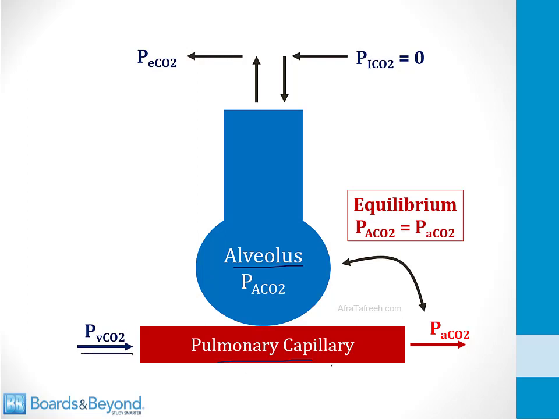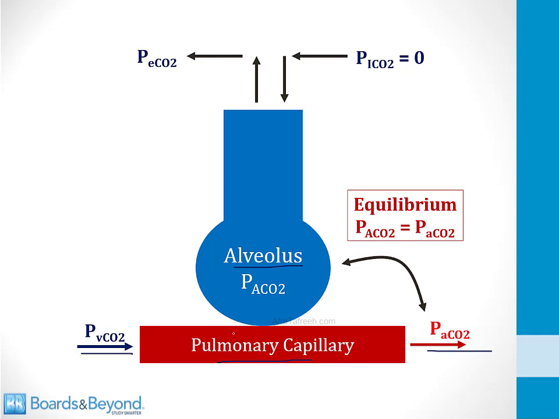Blood goes through the pulmonary capillary and then it leaves, it goes into the pulmonary veins, the left atrium, the left ventricle, but eventually it makes its way to the arteries, and therefore we can say that the concentration of CO2 in the blood leaving the pulmonary capillary is equal to the arterial CO2 concentration, PaCO2.